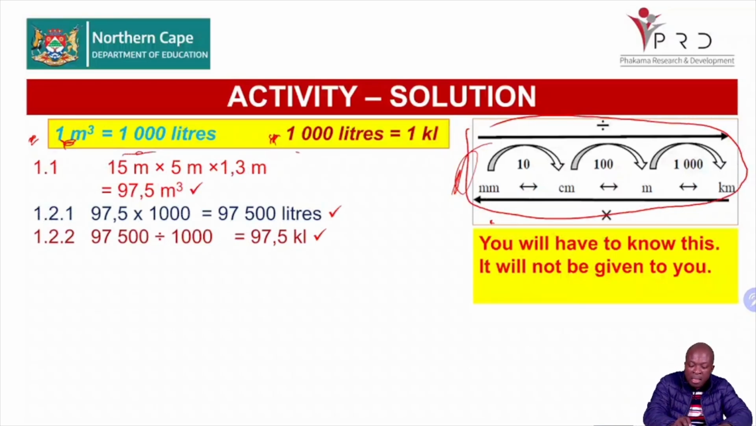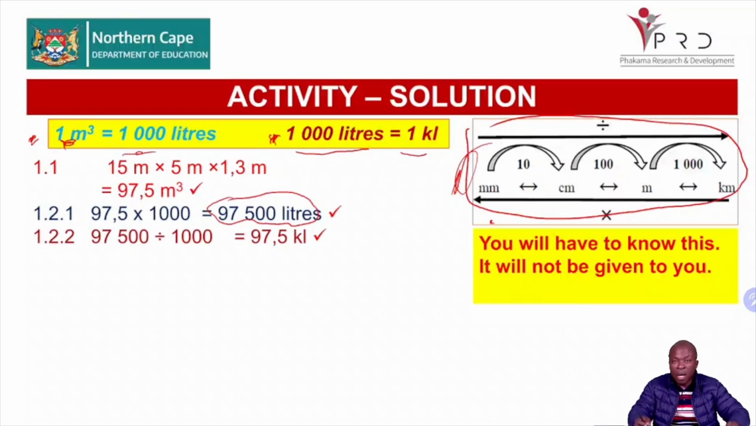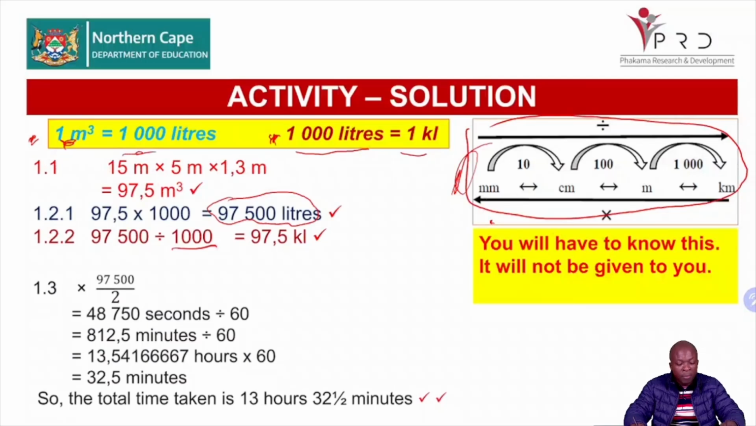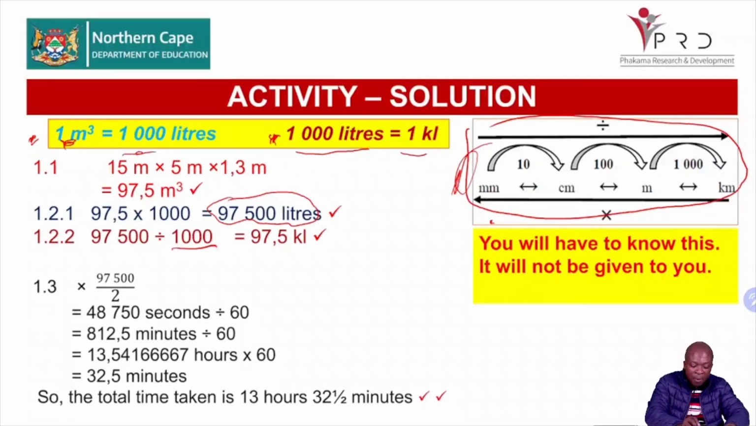How about now we are converting to kiloliters? Remember, they said to us 1000 liters is the same as 1 kiloliter. So remember, now we have 97,500 liters. So how do we get it? We are going to divide it by 1000, and that will give us 97.5 kiloliters. Then they said we should continue and keep working. So here we have our 97,500. We divide by 2. That is going to give us 48,750.